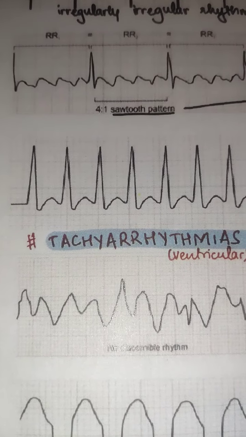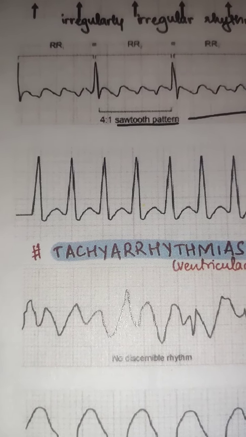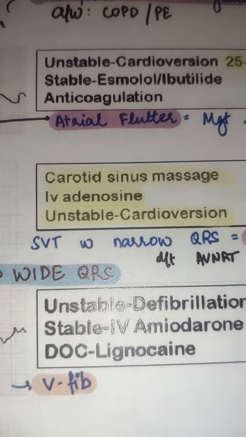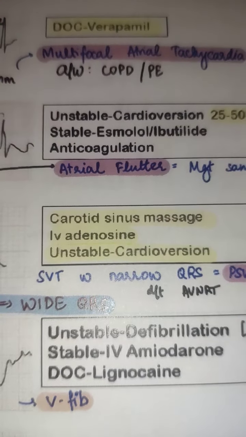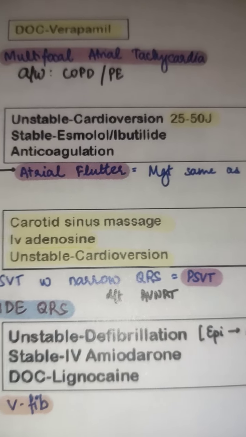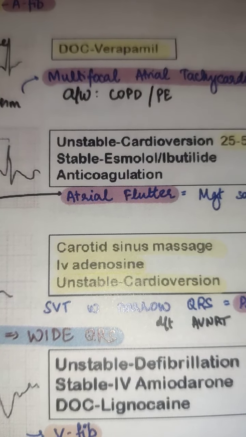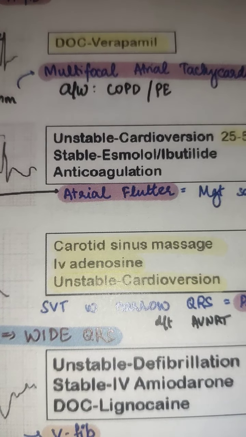Fourth ECG is of supraventricular tachycardia. The most common type is AVNRT. Supraventricular tachycardia with narrow QRS is also called paroxysmal supraventricular tachycardia. Here we can do carotid sinus massage and give IV adenosine. In an unstable patient we do cardioversion.